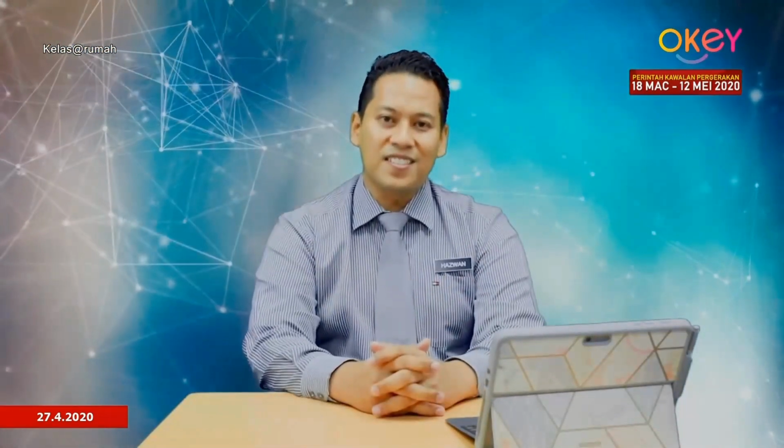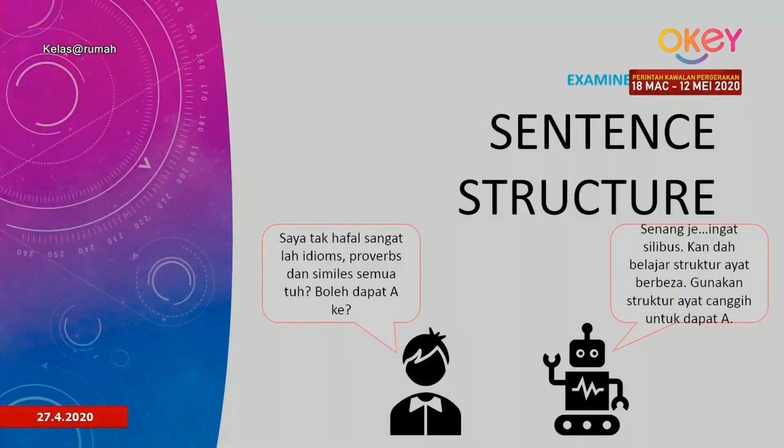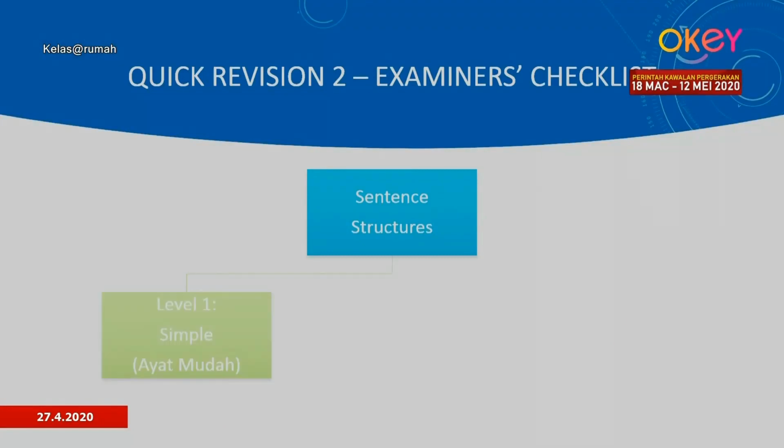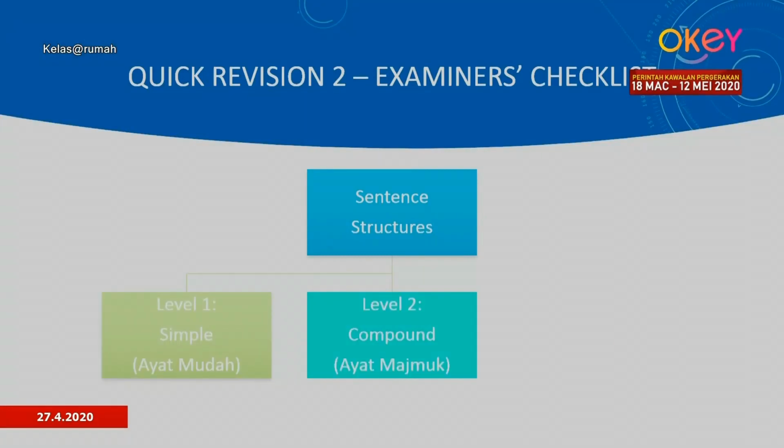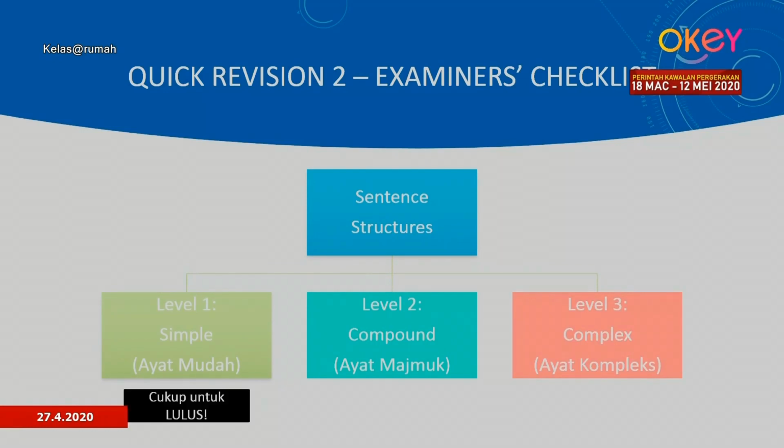Before we look into the process of writing, let's do a quick revision on sentence structures. Alright students, there are 3 types of sentence structures that you have learned from year 4 to year 6. The first one, simple sentence. Next, compound sentence. And the third one is complex sentence. If you are aiming for passing marks, constructing simple sentences will be more than enough.